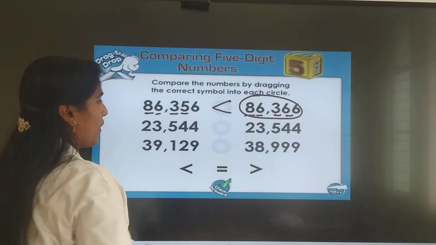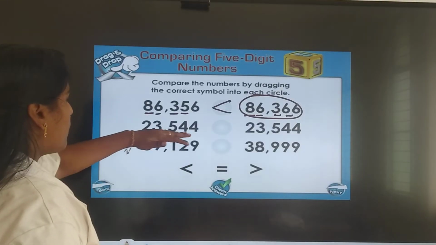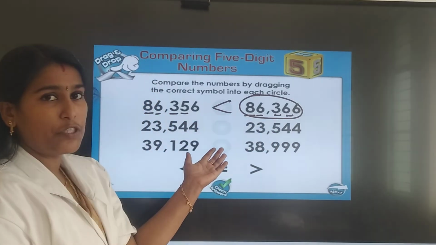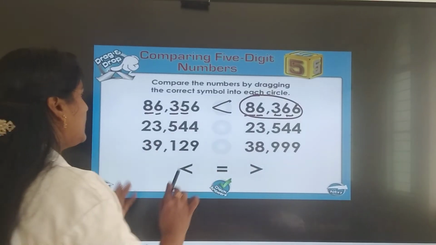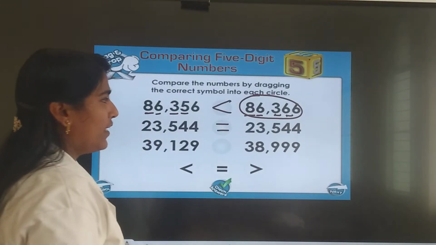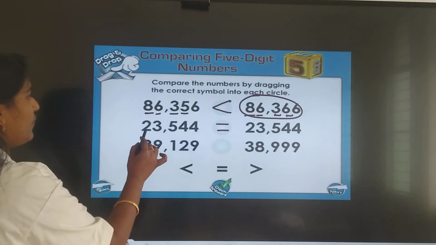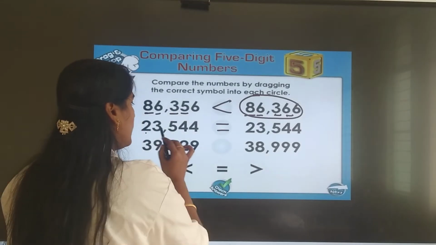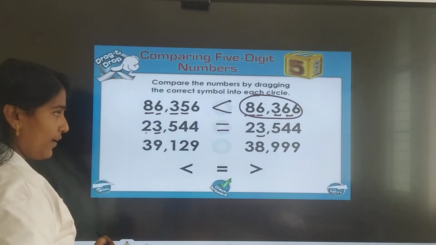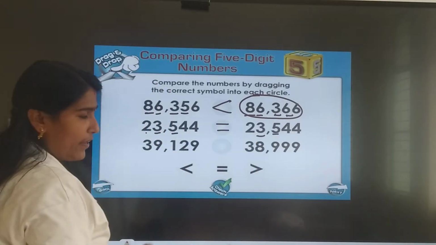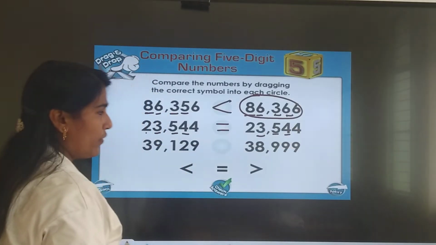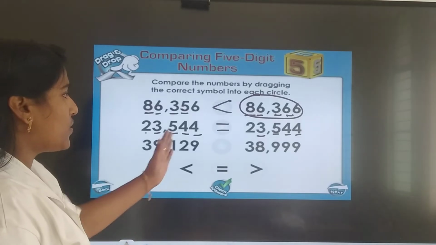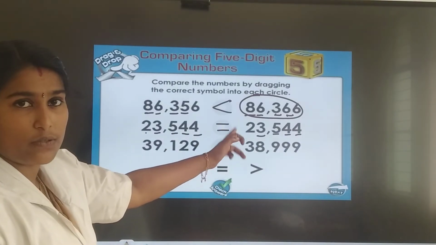And the next one: 23,544 and 23,544, the same numbers. There is no difference between these two numbers. Understand? Compare the first digits: there is no difference, here it is 2, here it is also 2. Second digit, here it is 3, here it is 3. And the third, 5 and 5. Here it is 4, here it is also 4. And the fifth digit, here it is 4, here it is also 4. There is no difference between these two numbers, so it is equal, so we use the equal to symbol.